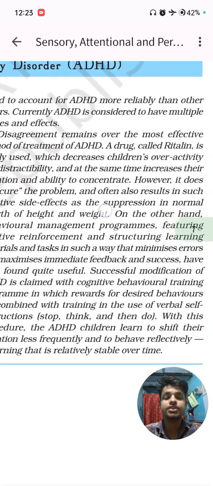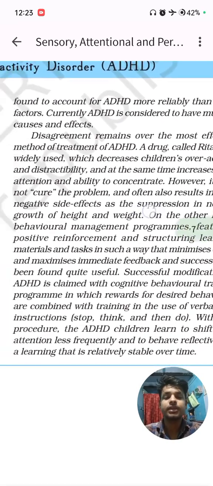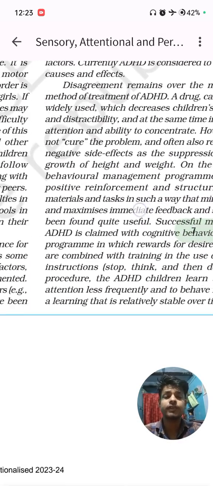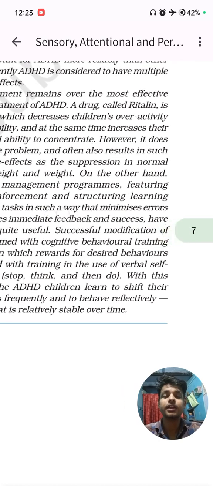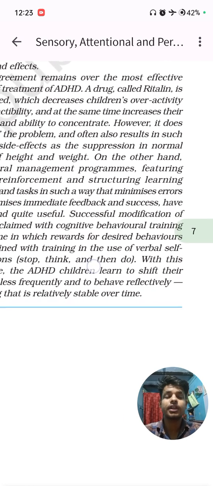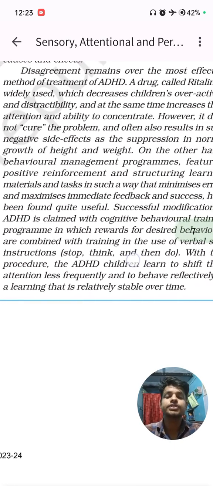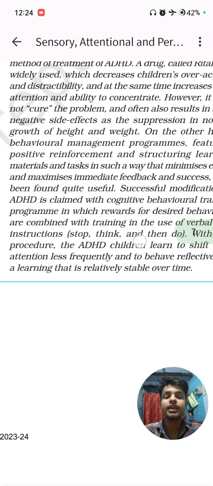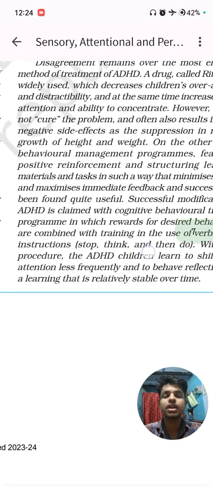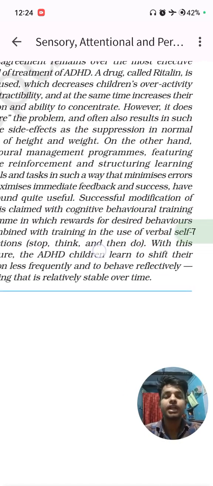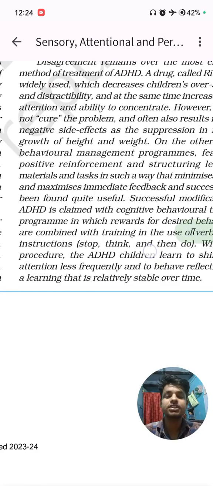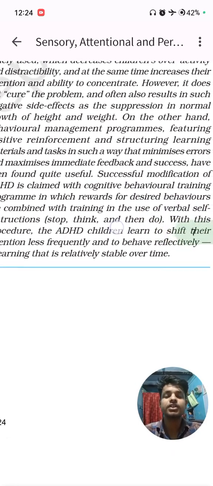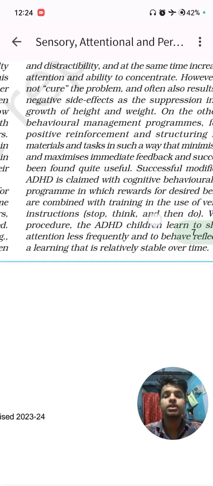Currently, ADHD is considered to have multiple causes and effects. There is a disagreement among experts over the most effective method of treatment of ADHD. A drug called Ritalin is widely used, which decreases children's overactivity and distractibility, and at the same time increases their attention and ability to concentrate. However, it does not cure the problem and often also results in such negative side effects as a suppression in normal growth of height and weight.